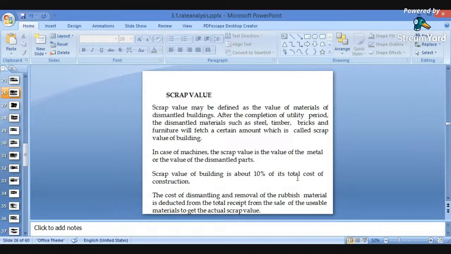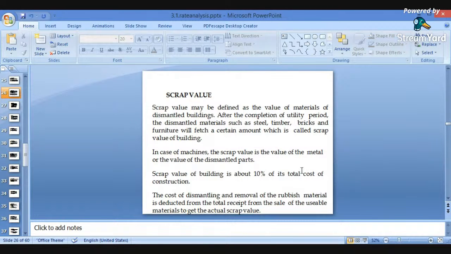That is the parts. The scrap value is the value of the metal or the value of the dismantled parts. Again, how much percentage of the total value or the total cost has been taken care of for this? Of the total cost of construction, about 10% has been taken for the scrap value. That means from the total amount, 10% we can consider as the scrap value.